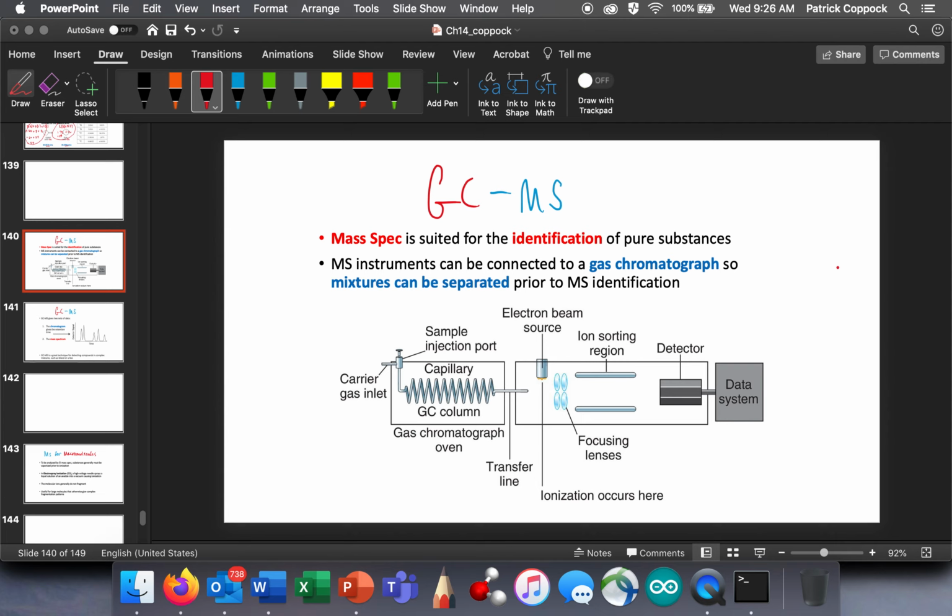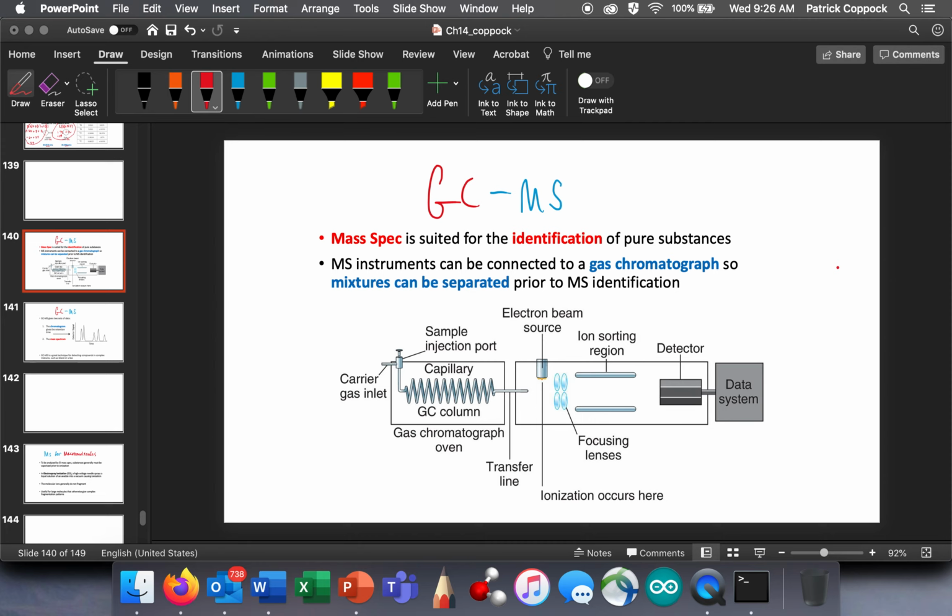All right, GCMS, gas chromatography mass spec. So mass spec is suited for the identification of pure substances, right? In all the previous conversations, we've talked about an input of a pure compound, and we're always just assuming we've got a pure compound. But a lot of things we want to analyze in nature, or in science, are not pure, right?